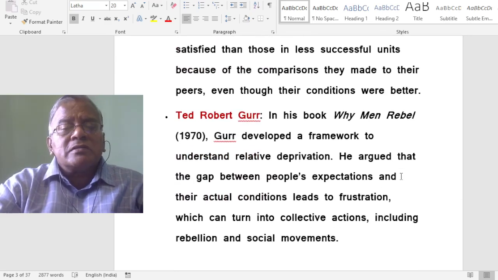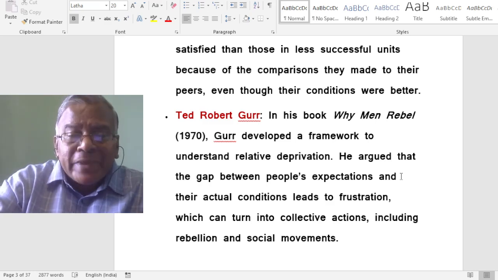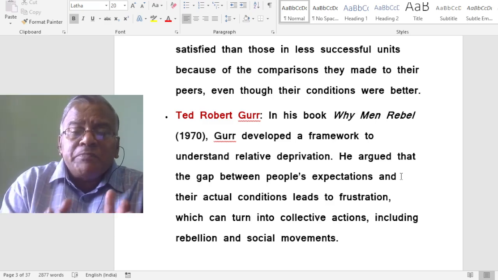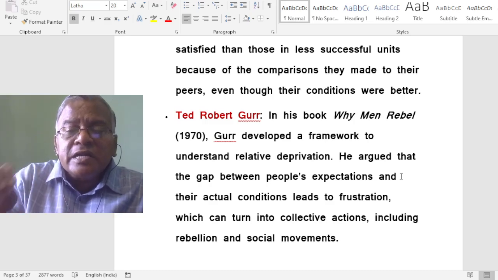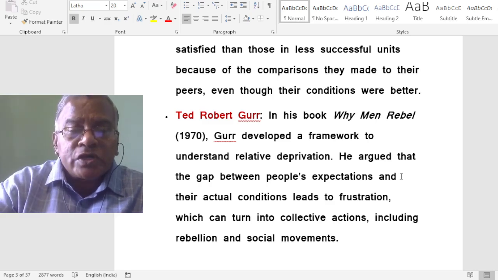Another scholar is Ted Robert Gurr. In his book Why Men Rebel, Gurr developed a framework to understand relative deprivation. He argued that the gap between people's expectations and their actual conditions leads to frustration, which can turn into collective actions including rebellion and social movements.